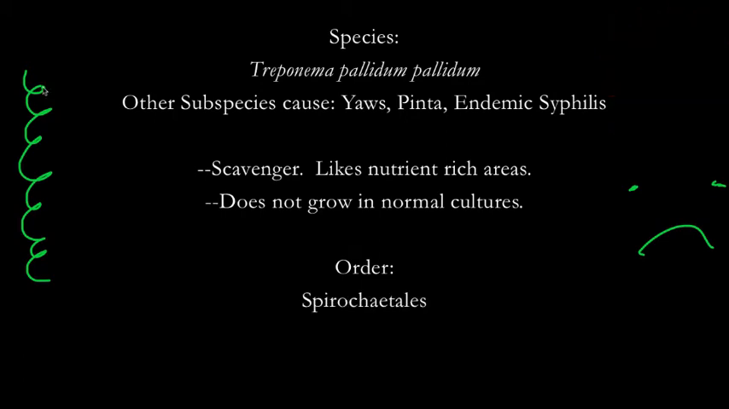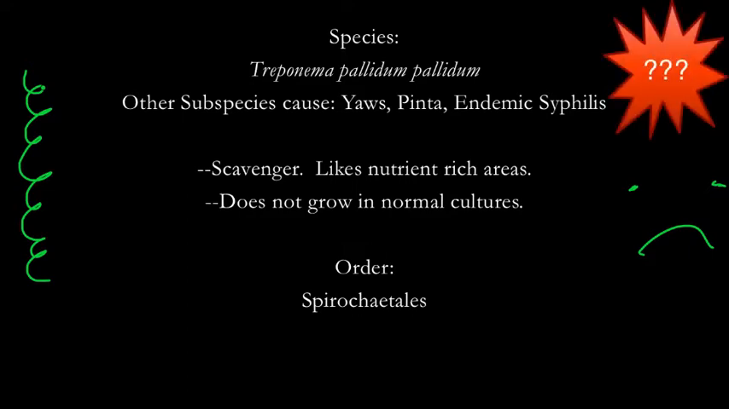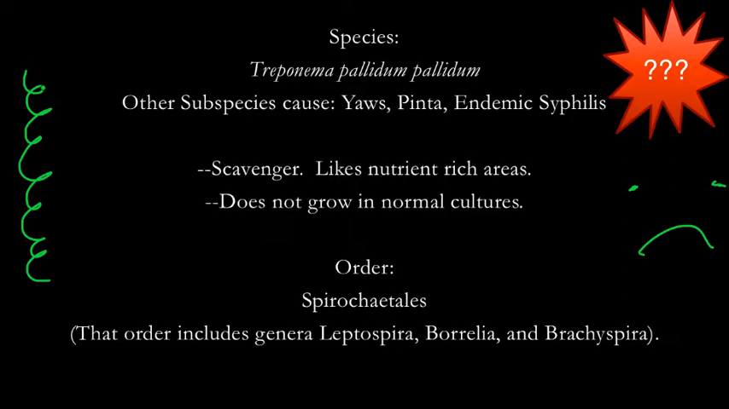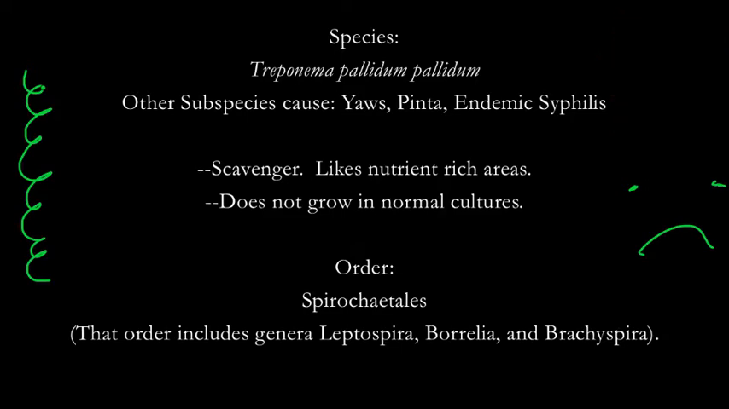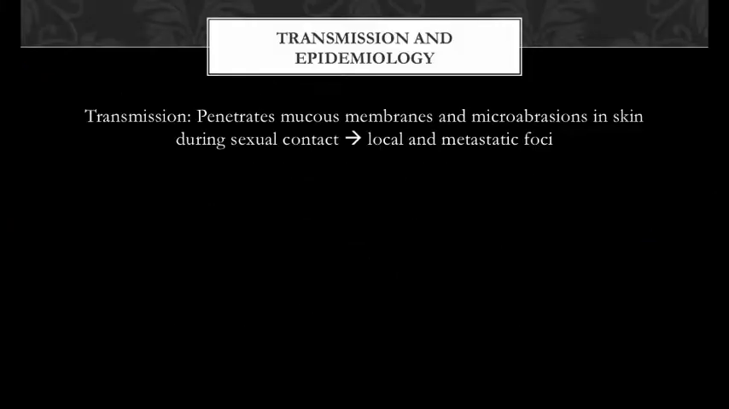Syphilis is in the order Spirochaetales. Now, I don't want you to drive yourself crazy memorizing the phylogeny of every bacteria you learn. Oh, that would be a major waste of time. But the fact that syphilis is a spirochete is important because Spirochaetales contains 3 other genera of spiral bacteria that cause human disease. Do you remember the other 3? Leptospira, which is a major cause of animal-transmitted disease worldwide, Borrelia, which causes Lyme disease, and Brachyspira, which is a rare cause of intestinal infections.